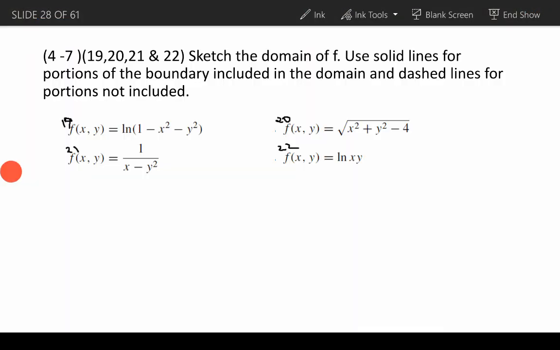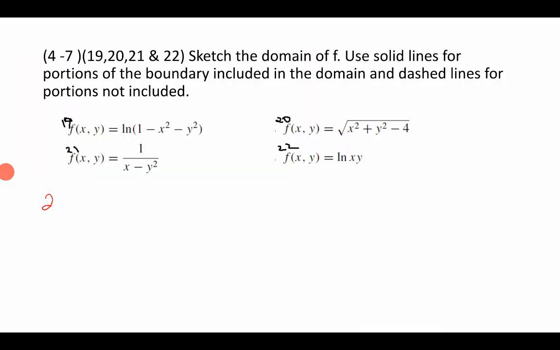Okay, now problem number 21. This function is defined for all values of x for y square not equal to x. When y square is equal to x, the denominator is 0, you get function infinity, isn't it? So this function f of x y has been defined for all values of x and y except this condition.